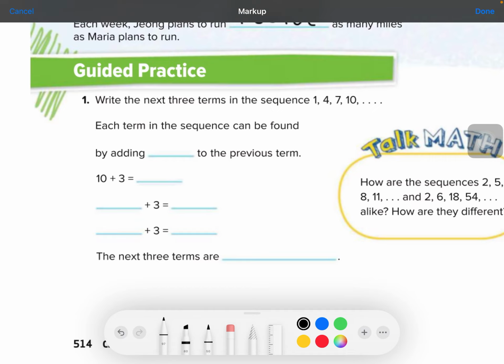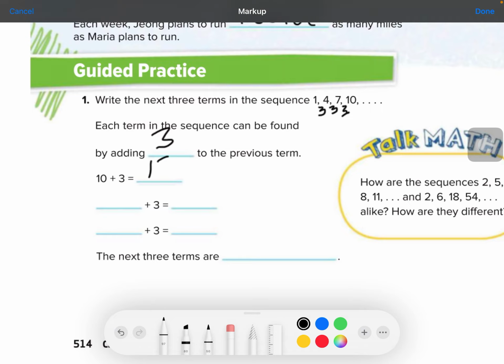Okay, number 1. Write the next 3 terms in the sequence 1, 4, 7, and 10. If you look at those, you can see there are 3 in between that number. And between 4 and 7, there's 3. And between 10 and 7, there's 3. So I would have to say 3 is what our pattern is. So they add 3 to the previous term.